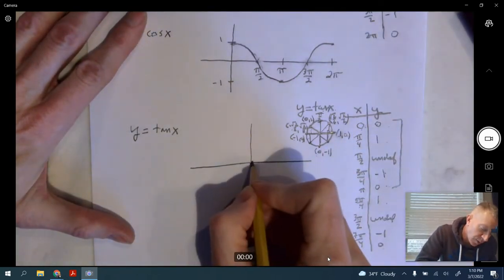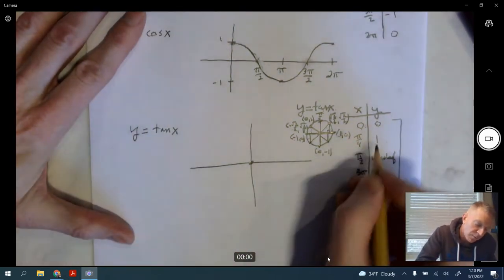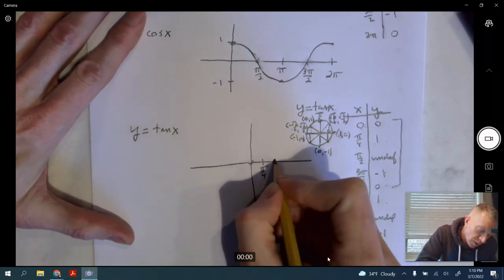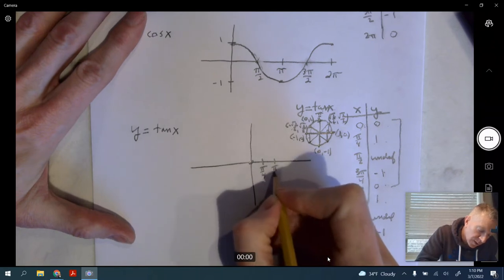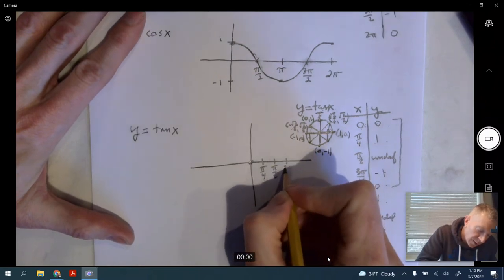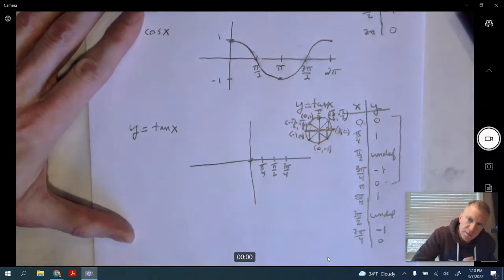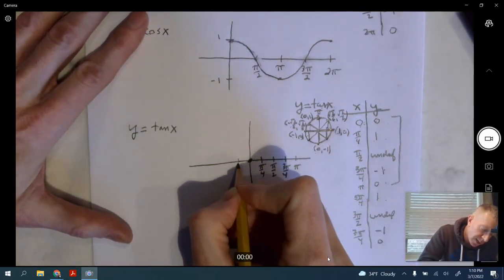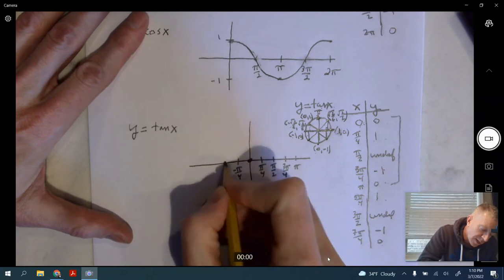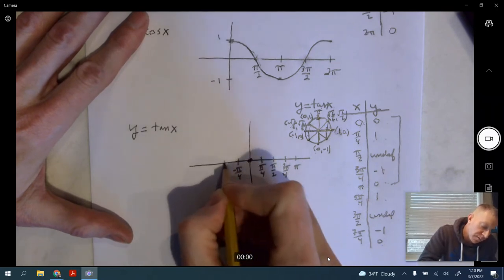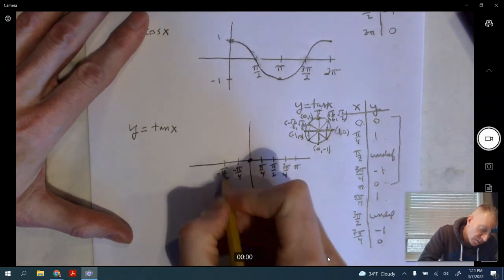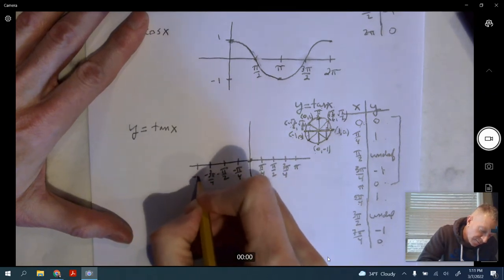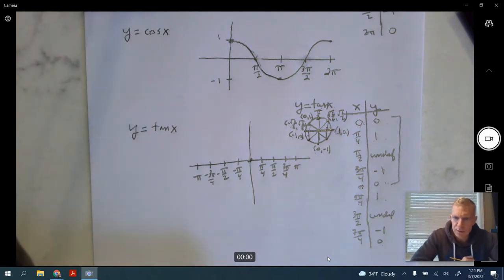0, 0, that's this point right here. Pi over 4 comma 1, so I'm going to go up by pi over 4s. Pi over 4, 2 pi over 4, which is pi over 2, 3 pi over 4, and 4 pi over 4, that's pi. Let's go back this way. At negative pi over 4, negative 2 pi over 4, or negative pi over 2, negative 3 pi over 4, and negative pi. Okay, we could go further, but let's just do this for now.